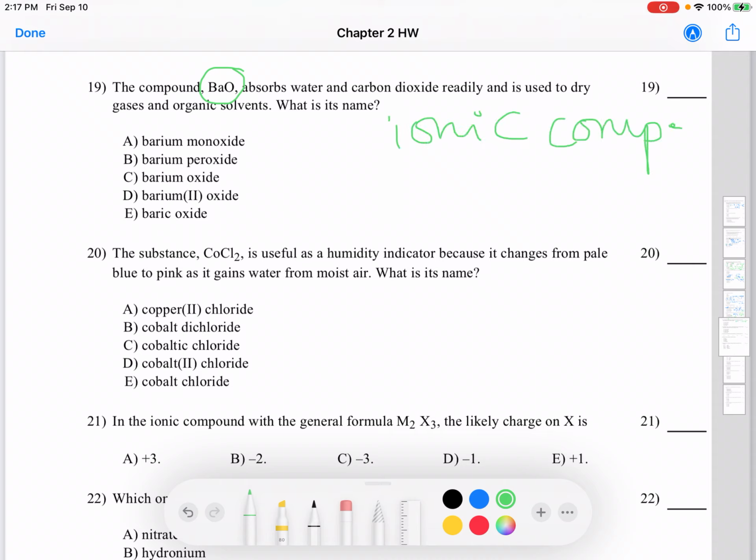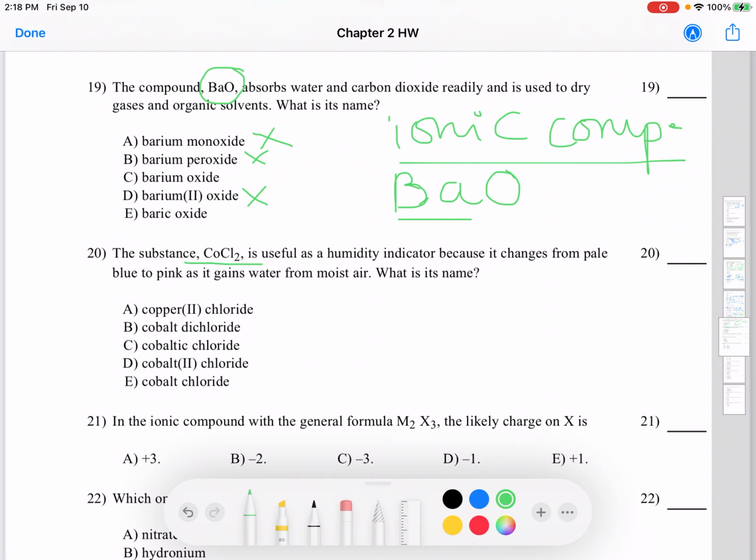And once you figure out whether it is an ionic or a covalent compound, then you refer to the rules for the naming of the ionic and the covalent compounds. For the ionic compounds, you do not use the prefixes. For the covalent compounds, you would use them. So this one is just barium oxide, not barium monoxide, since it's not a covalent compound. It's not barium peroxide either. So the correct answer is barium oxide. Not barium 2 oxide, because barium is not a transition element. It is a main group element.